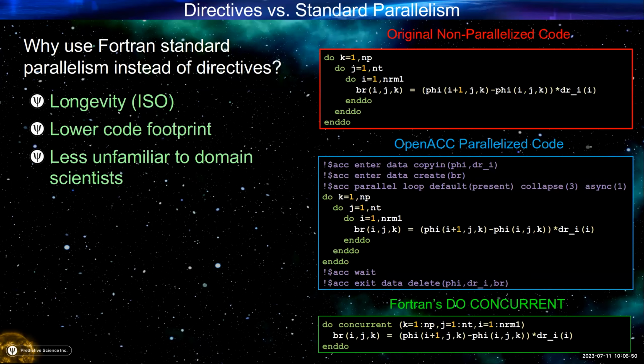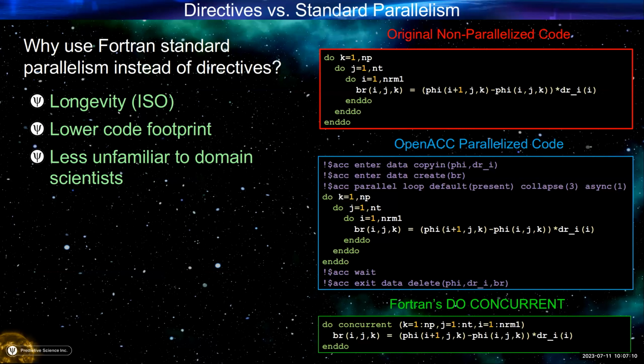Okay, so one reason is longevity. Do concurrent is part of the ISO standard of Fortran, which means if you write a code with do concurrent now, it's almost zero chance that it's going to be deprecated. You can still compile and run codes from 1972 or 1978 on Fortran today. So once it's part of the ISO language, you can be pretty sure that it's not going to go away.